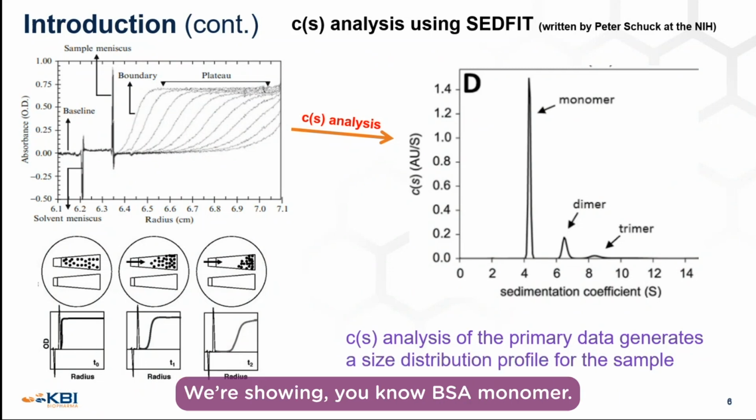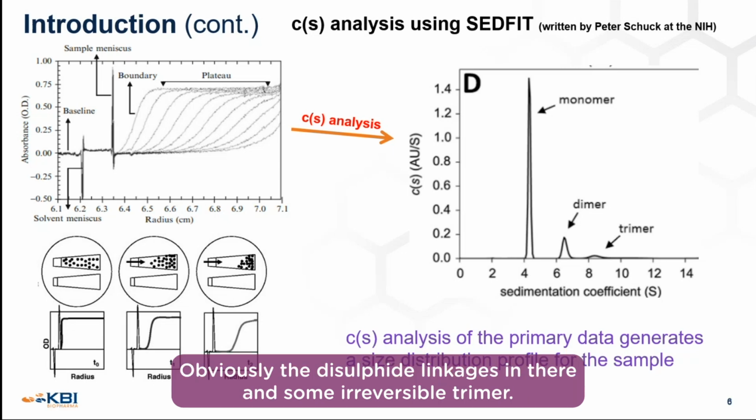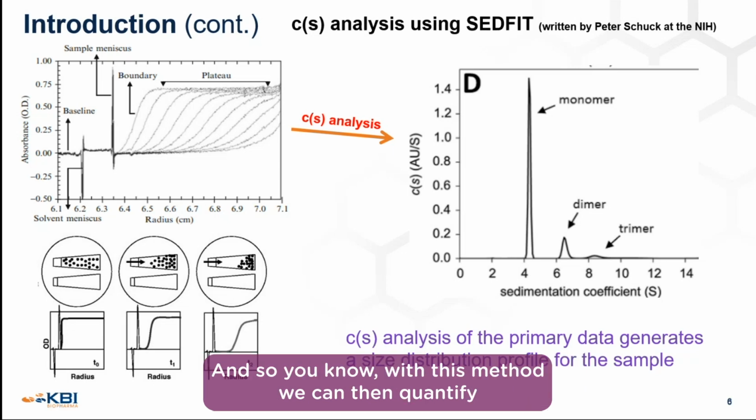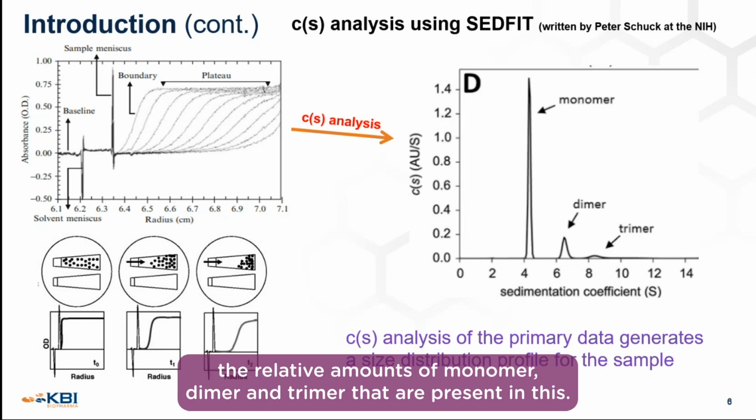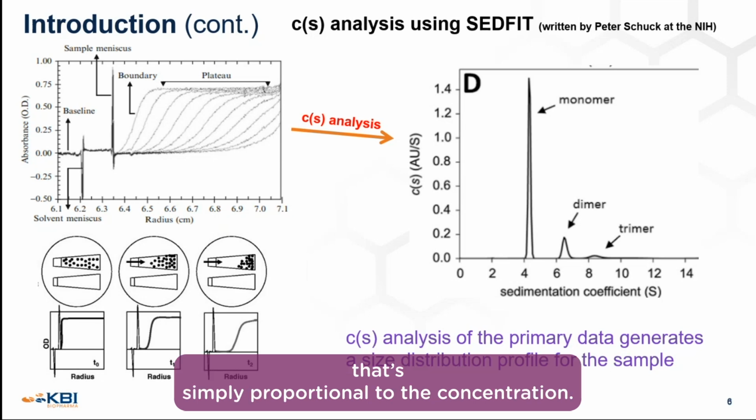We're showing BSA monomer. There's some irreversible dimer in there, obviously the disulfide linkages, and some irreversible trimer. And so with this method, we can then quantify the relative amounts of monomer, dimer, and trimer that are present in this sample. On the y-axis of this plot, we have a quantity called the C of S. That's simply proportional to the concentration.